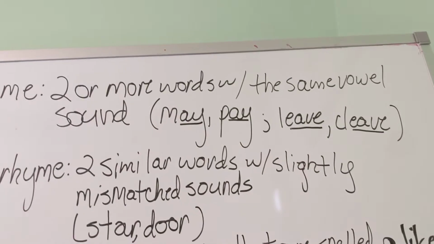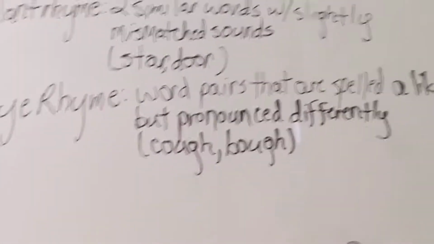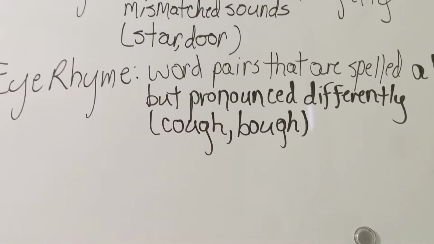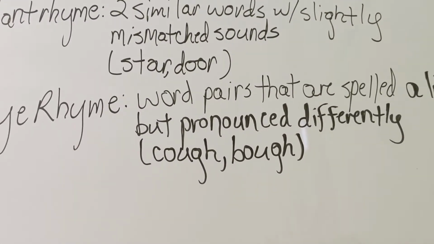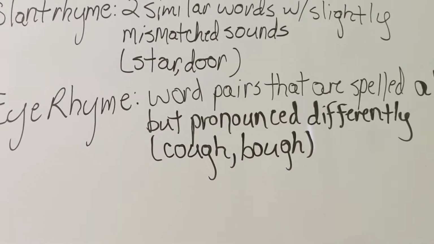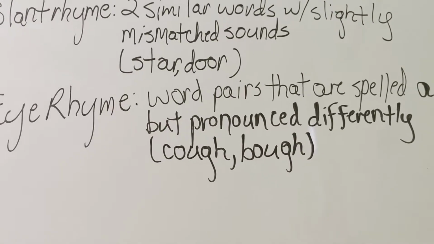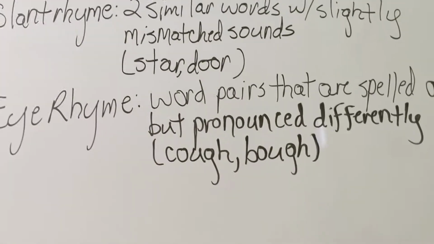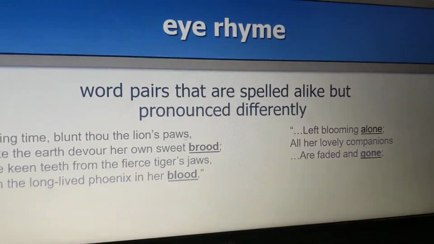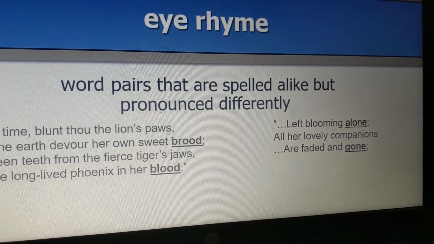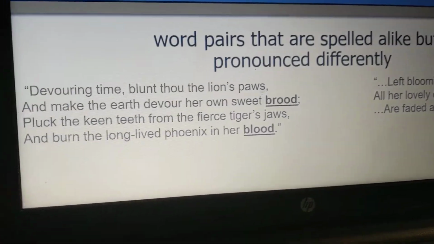By the technical definition of a rhyme, two or more words with the same vowel sound, these two words are not rhyming words. However, when you look at them, they look like they should rhyme. So that's the idea of eye rhyme. They look the same, but they're pronounced differently. So I want you to see the examples I have on the PowerPoint. You should be on the slide that says eye rhyme, word pairs that are spelled alike but pronounced differently.